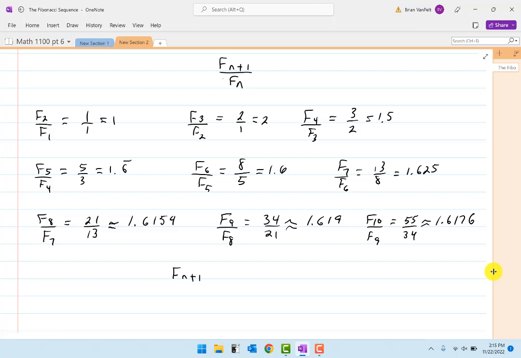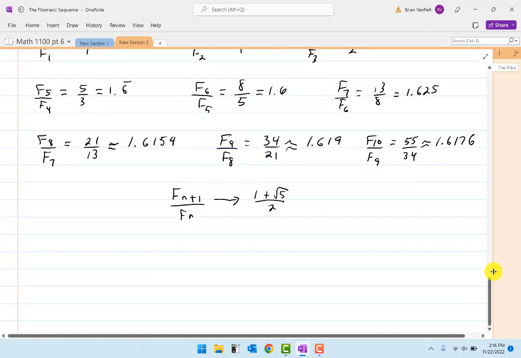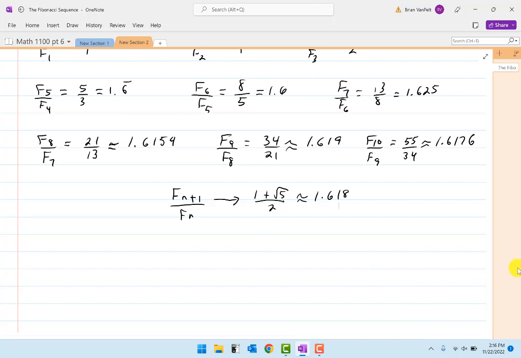These numbers are actually approaching something. F sub n plus 1 over F sub n will actually approach, that's what this arrow means, the following number. 1 plus the square root of 5 over 2. That's actually what it's going to. As a decimal, that's about 1.618. And you can see the numbers, they're starting to get close to that as these get larger. This number has a special name. It's so special they give it a name.